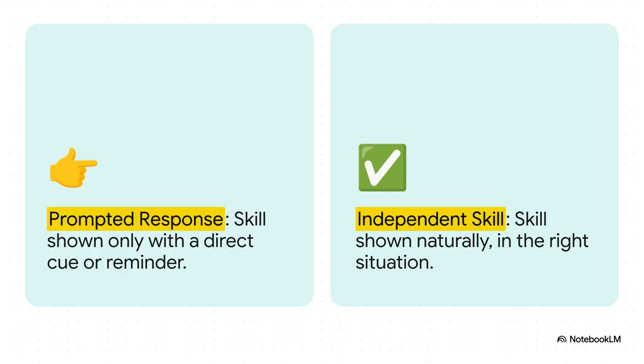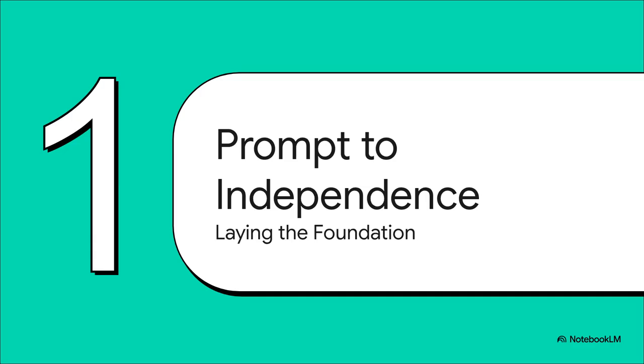So, at its very heart, this is the puzzle we're trying to solve, right? How do we help an individual go from a place where a skill only happens when they get a reminder to a point where that exact same skill just happens, naturally, in the right situation? It's all about building that bridge from dependence to real, genuine independence. So how do we actually build that bridge? Where do we even start?